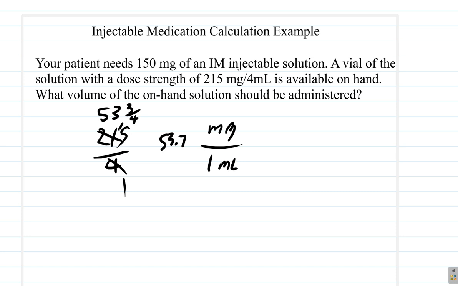So this is 53.75 milligrams per 1 milliliter. All right? 53.75 milligrams in every 1 milliliter.